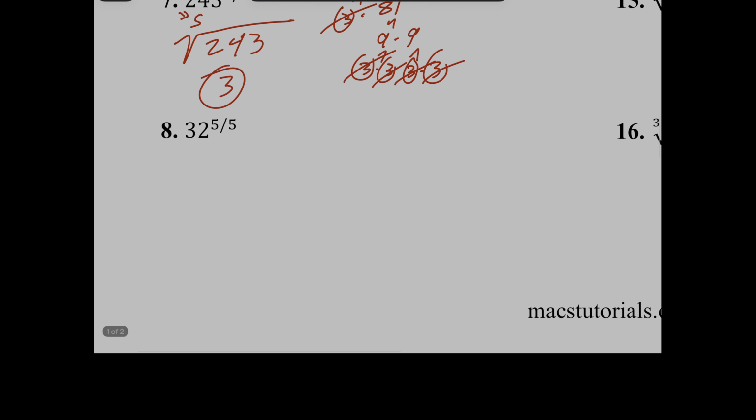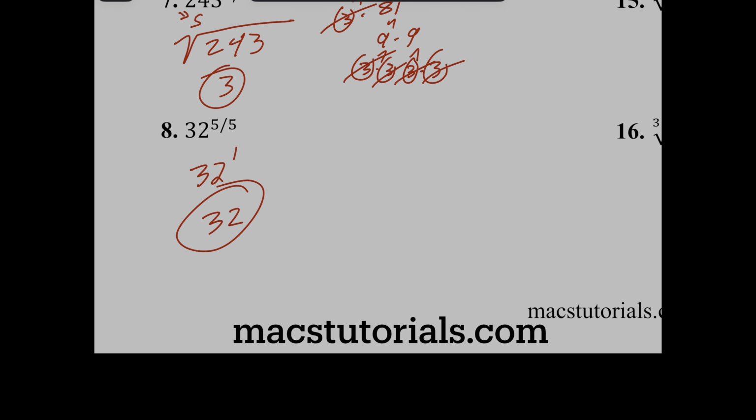Okay, and number 8, 32 to the 5 over 5. Well, isn't that 32 to the first power? And wouldn't that just be 32? The answer is, yeah, it would. Okay, so now let's go over here. Now let's find, these are very different ways of doing it. It's just showing that you understand how to express them.